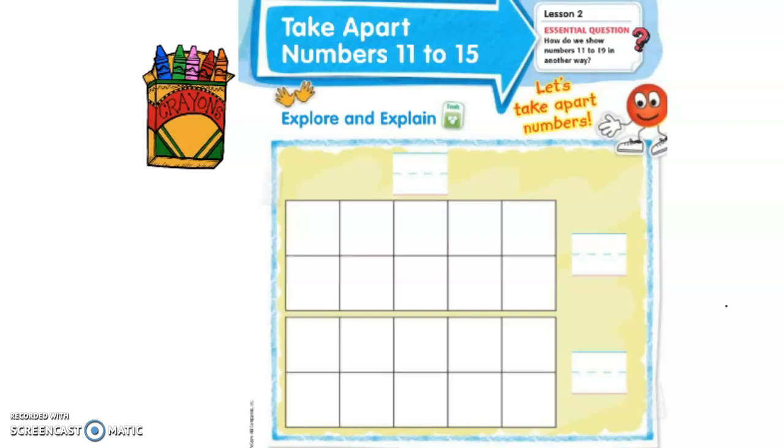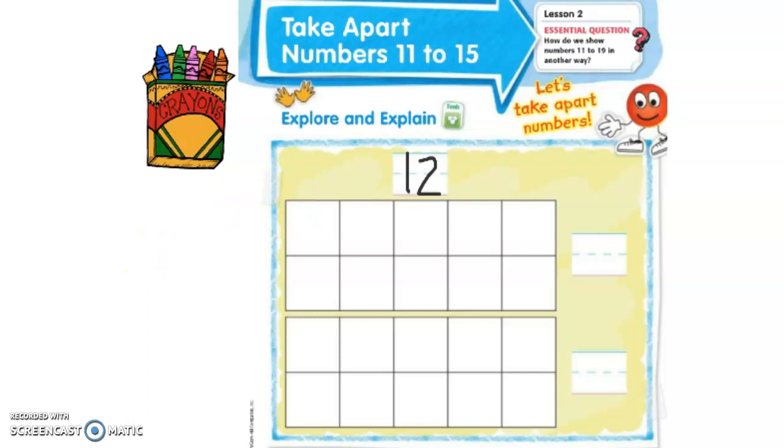All right, I'm going to choose a number from 11 to 15. I'm going to go ahead and choose the number 12. So I want you to take the number 12 and write it in our first blank. We're starting with the number 12. Now let's use our tens frames to show this number. We're going to take it apart.